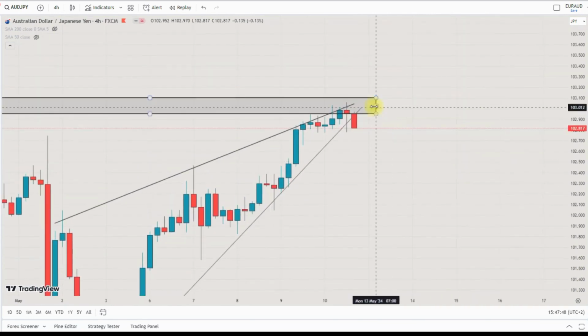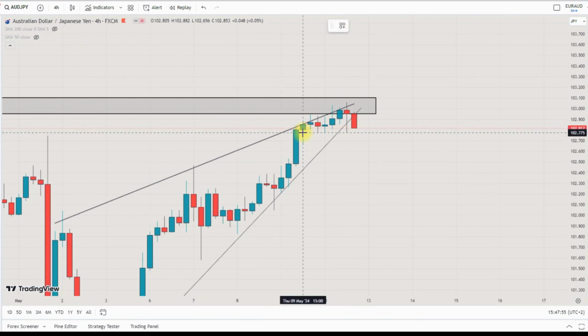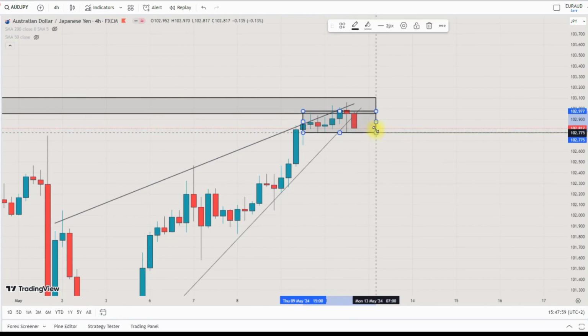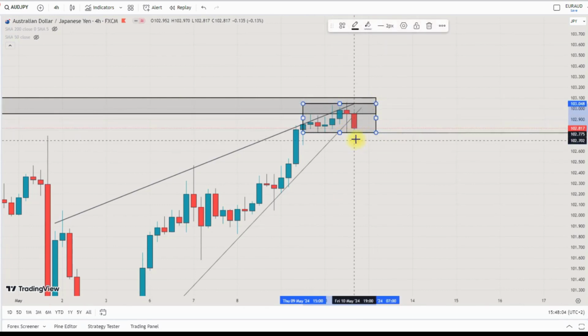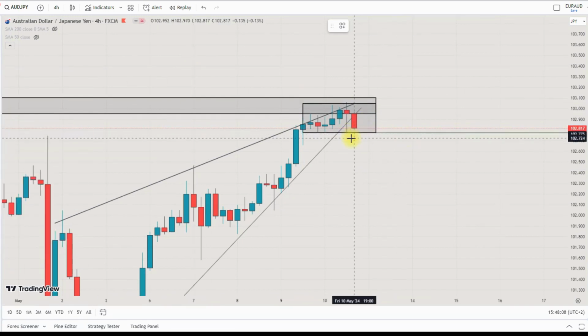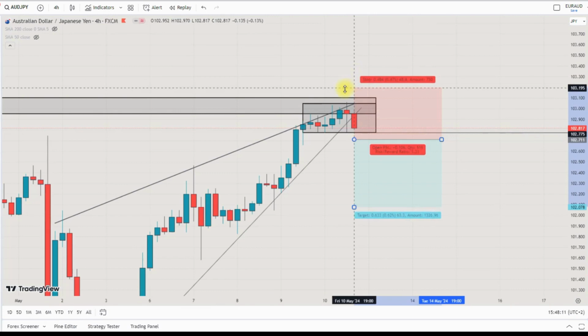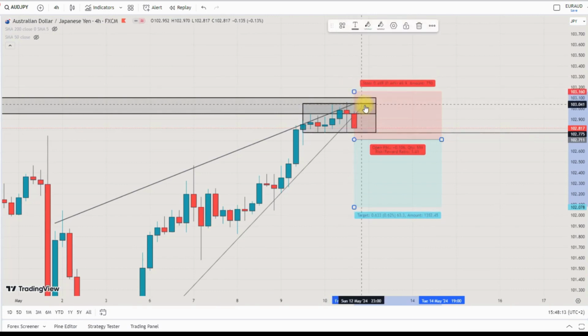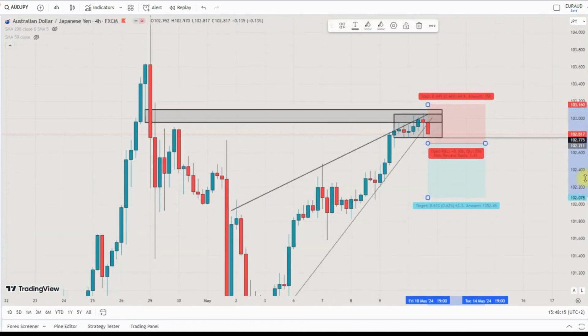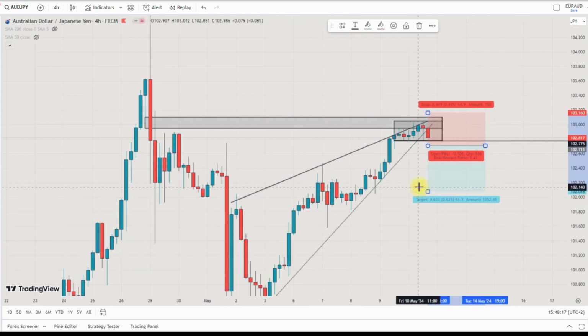And if you see how this 4 hour closed, it closed as a reversal candle. What I will look for here is to wait for one 4 hour bearish candle to close below this area for me to go for sell, and then put my stop loss above this particular candle of the 4 hour time frame. So let's see how price reacts to all of those levels.